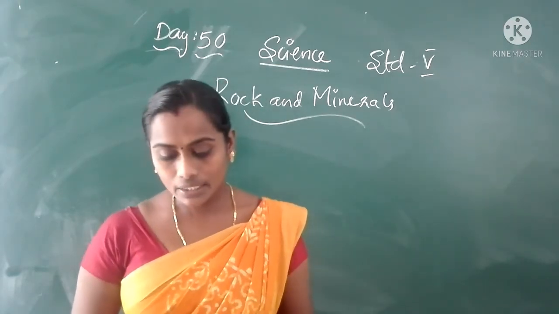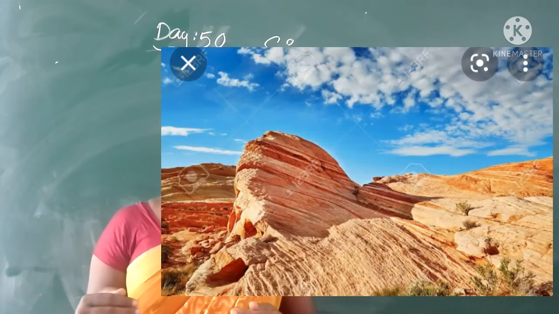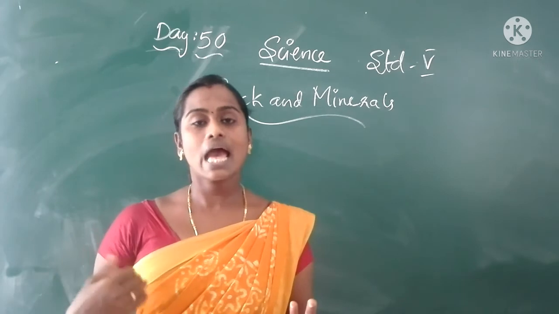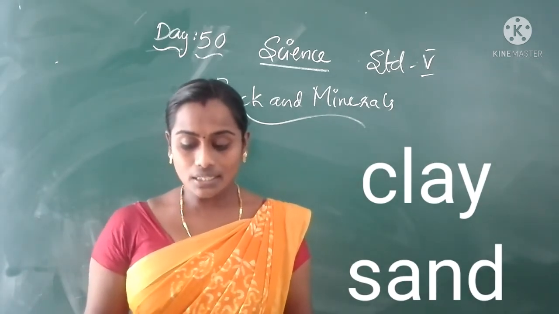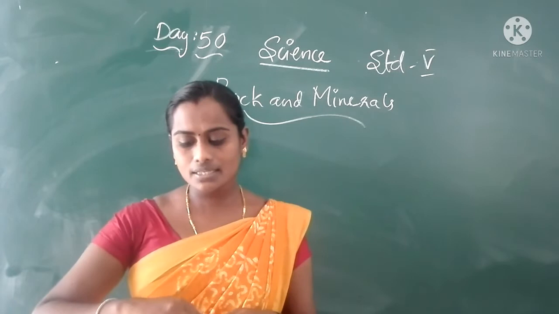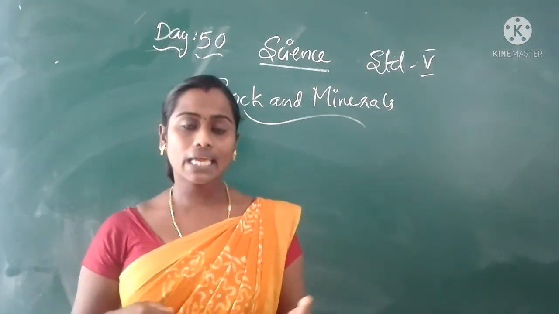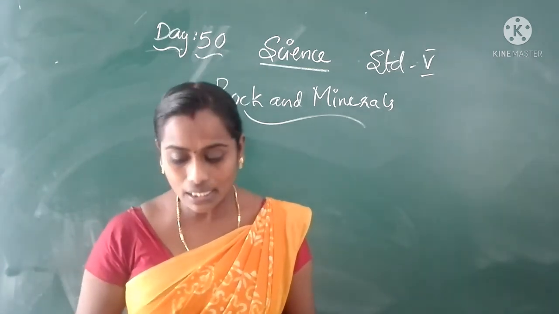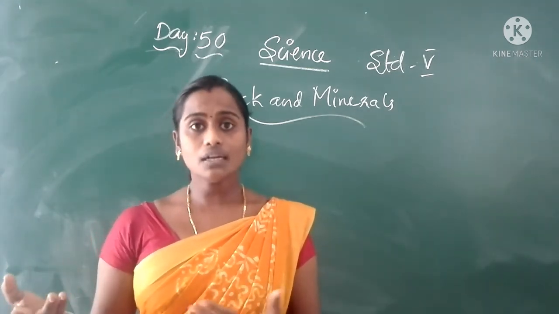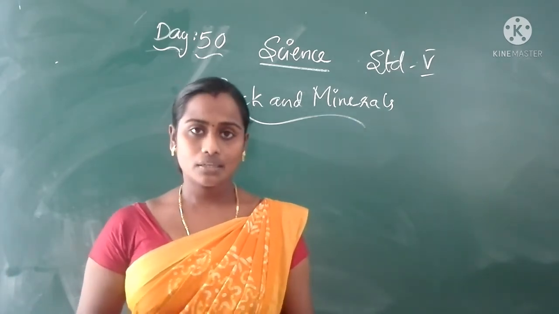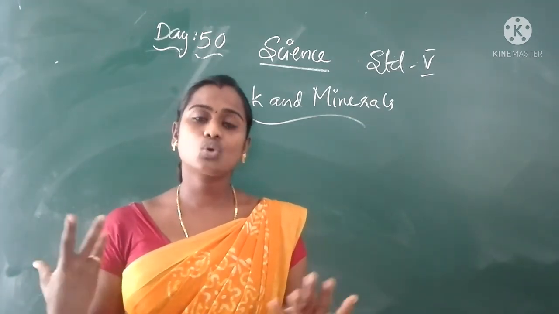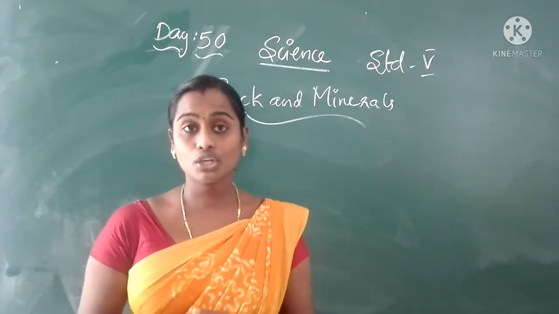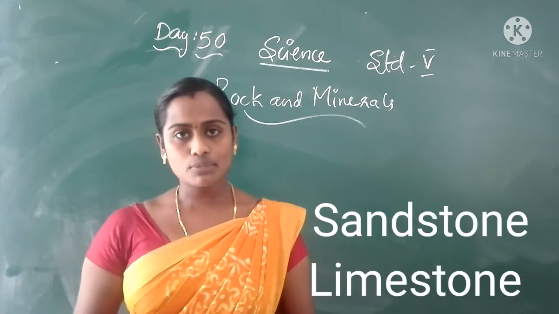Clear? The second one is sedimentary rocks. Sediment means settle down, isn't it? Sedimentary rocks are formed by clay and sand. They are deposited in many layers over many years. Sedimentary rocks are formed by the settlement of clay and sand in layers over so many years. The best examples of sedimentary rocks are sandstone and limestone.